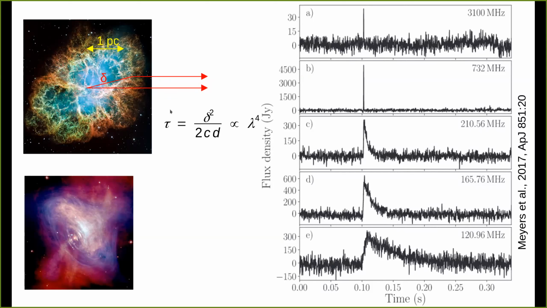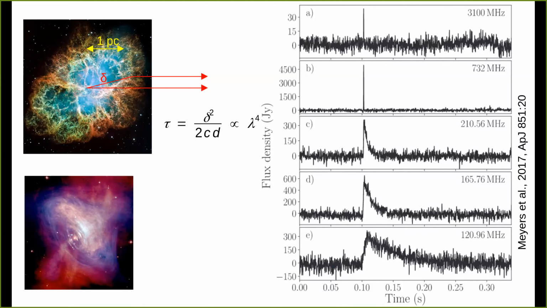And the delay goes as the bending angle squared over two, times the distance, and then divided by the speed of light to make it a time difference. Now, since this bending angle goes as the wavelength squared, the delay goes as the wavelength to the fourth. And that is why even just going from 200 megahertz to 120 megahertz, you see that this scattering tail becomes a lot longer. Now, how could this help?